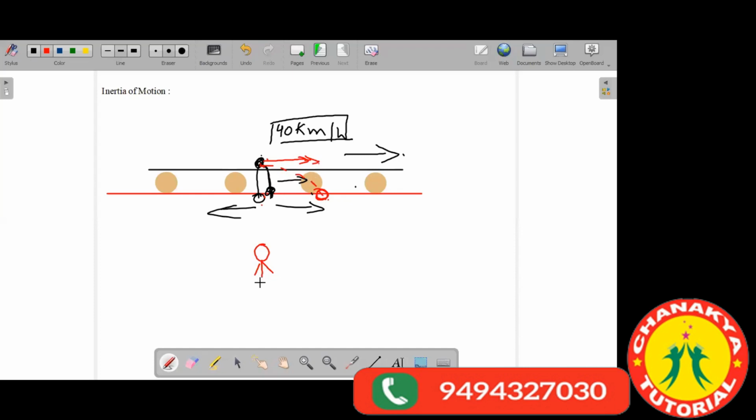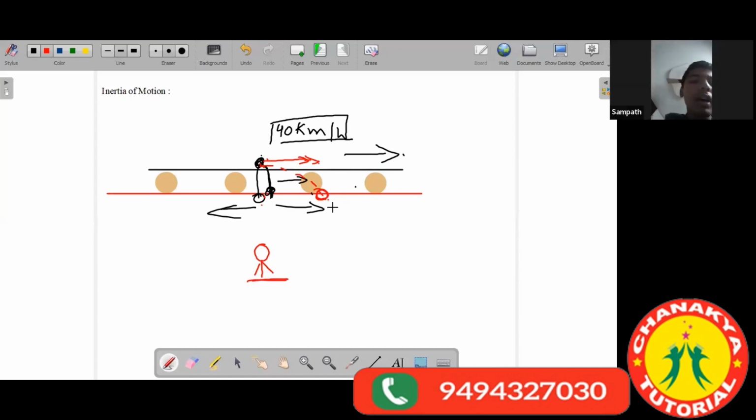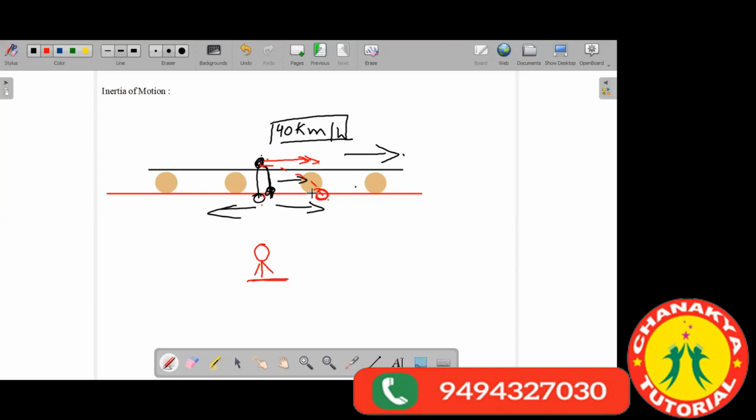If you observe the same scene from the ground, you will observe this to be going like this. Sir, so the direction of it depends on where the observer is. Yes. See, remember, we had seen in the first chapter, we had stated that motion is a relative term. It depends on our point of observation, right?